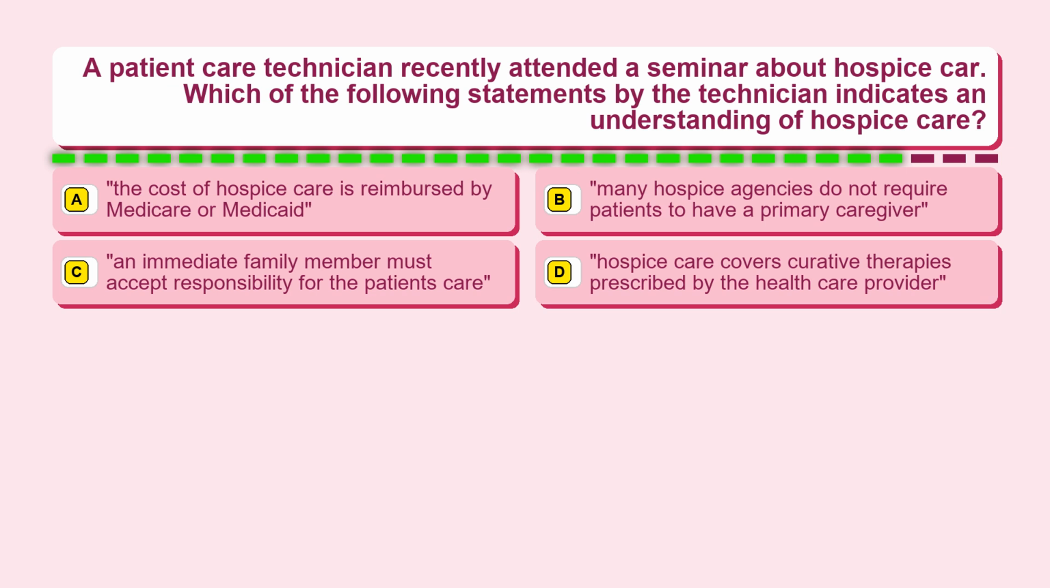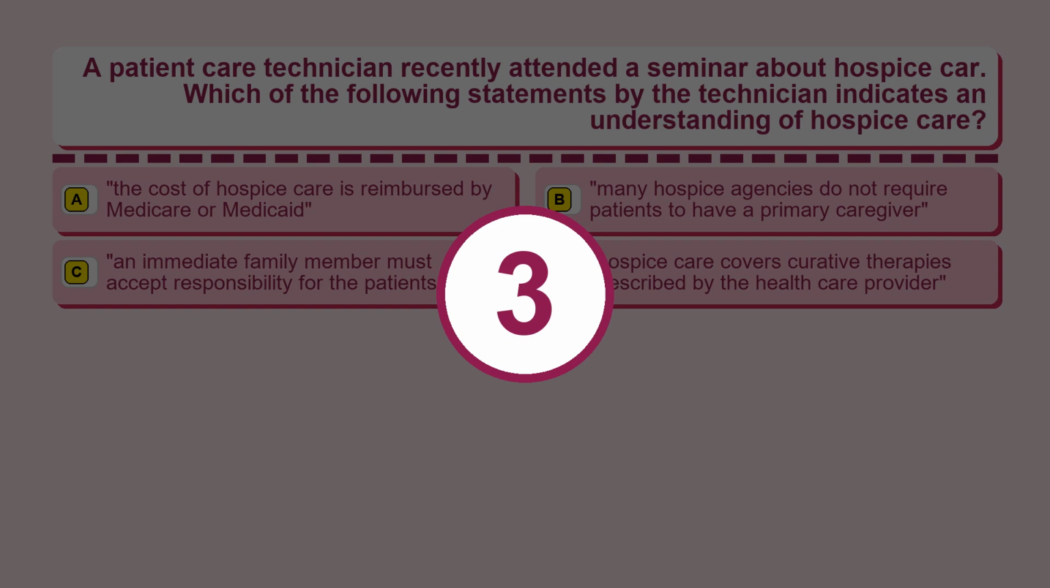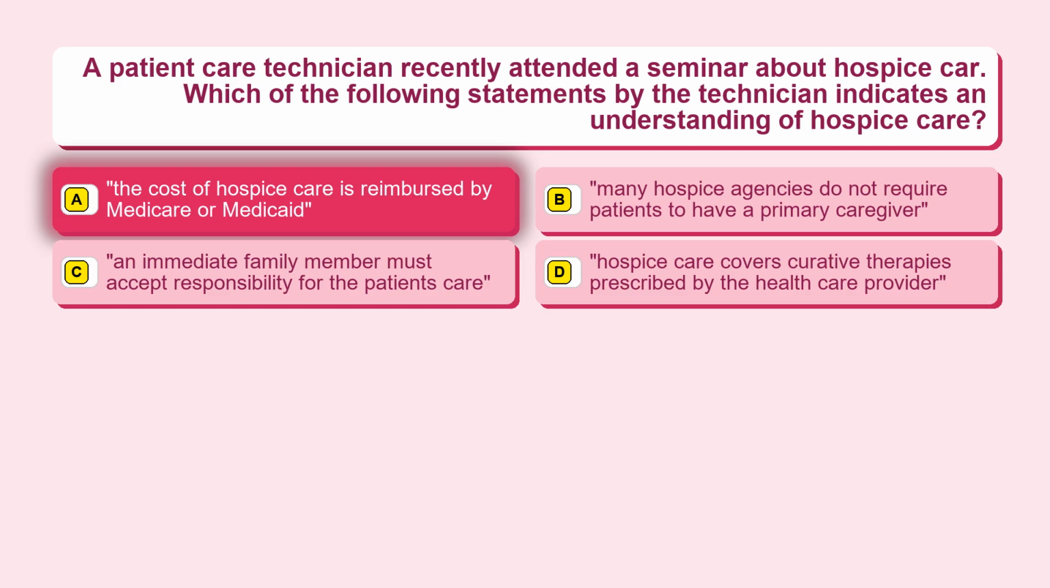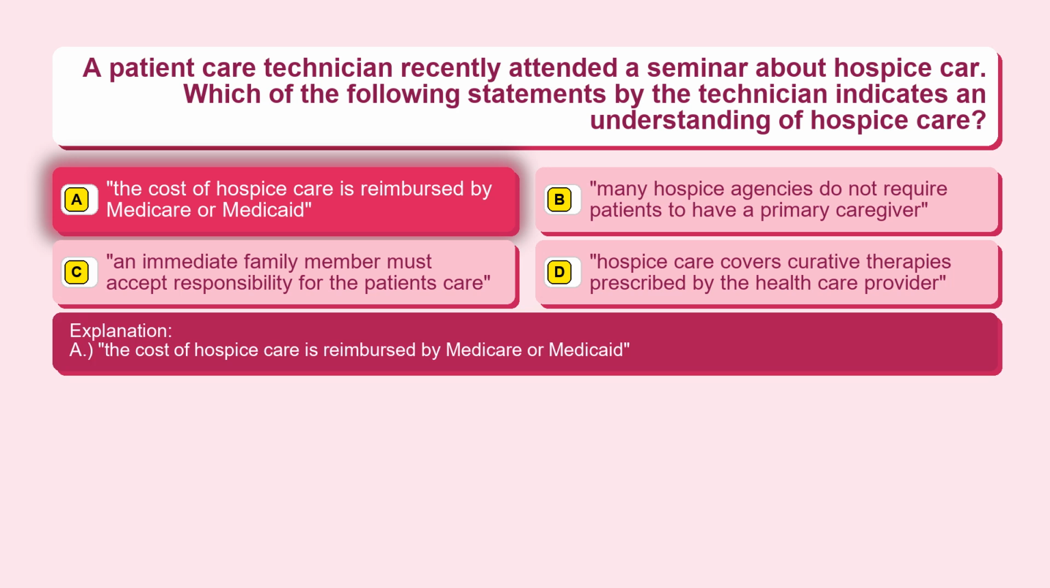Question 17. A patient care technician recently attended a seminar about hospice care. Which of the following statements by the technician indicates an understanding of hospice care? Option A, the cost of hospice care is reimbursed by Medicare or Medicaid. Option B, many hospice agencies do not require patients to have a primary caregiver. Option C, an immediate family member must accept responsibility for the patient's care. Option D, hospice care covers curative therapies prescribed by the healthcare provider. The correct answer is option A, the cost of hospice care is reimbursed by Medicare or Medicaid.